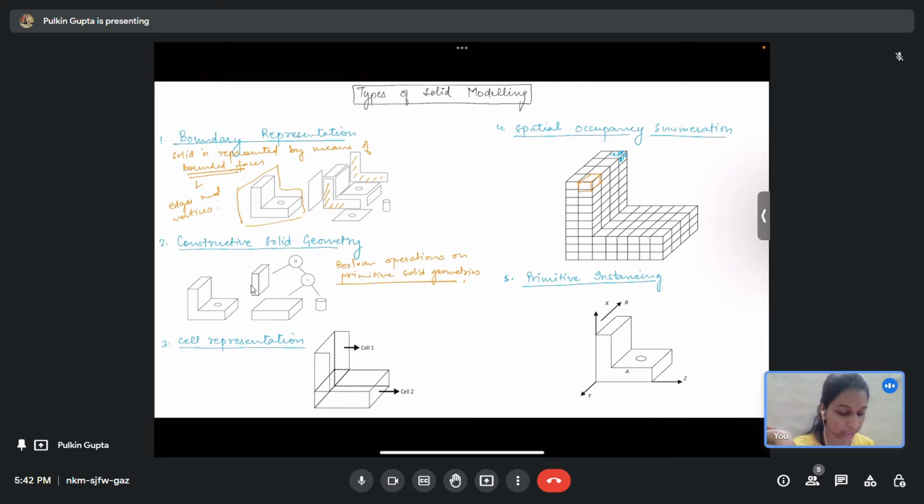Okay. Then you have primitive instancing, wherein your object is represented by a set of solid primitives, and each primitive is defined parametrically. So it is defined in terms of solid primitives like cubes, cuboids, cylinders. So it can have this one cuboid, second cuboid, and one cylinder. So three primitive solid geometries.